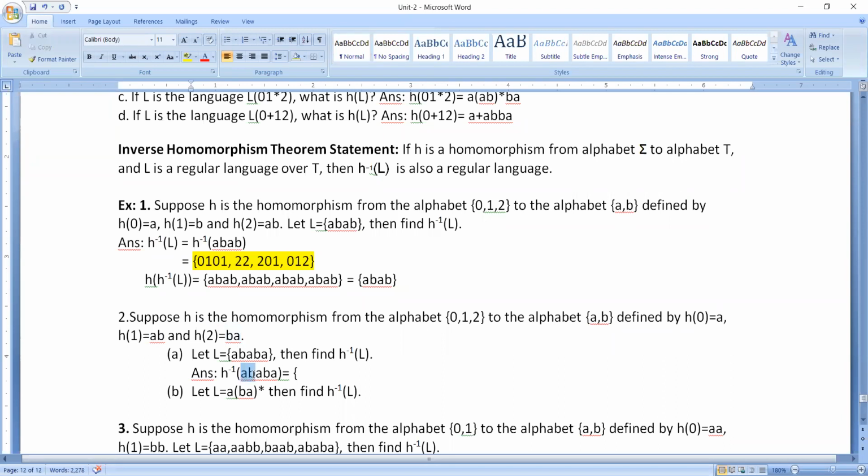Now can I divide something like this? First can I write AB first? If I write AB first I will get 1. Then if I write again AB, then again I will get 1. Then finally what will remain? A. Do we have any value associated with A? Yes, 0. So 1, 1, 0. This is the first string which has been generated.